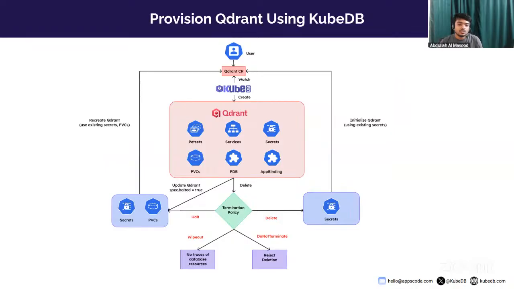Termination policy controls deletion behavior when the CR is removed. Wipeout deletes everything, secrets and PVCs, for complete cleanup. Halt preserves both secrets and PVCs. Delete keeps secrets but deletes PVCs. Do not terminate blocks deletion entirely to protect production data.